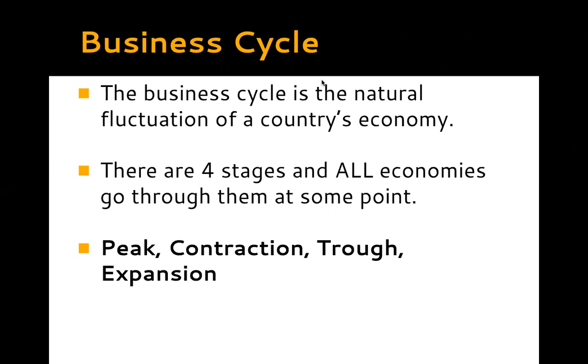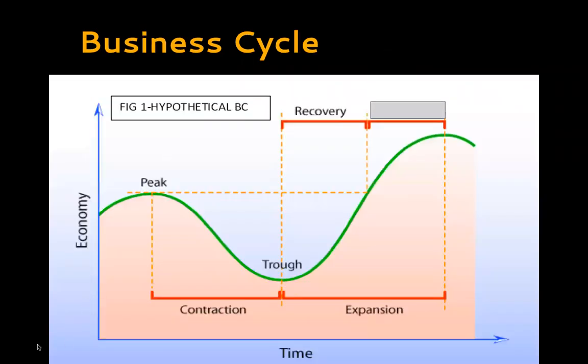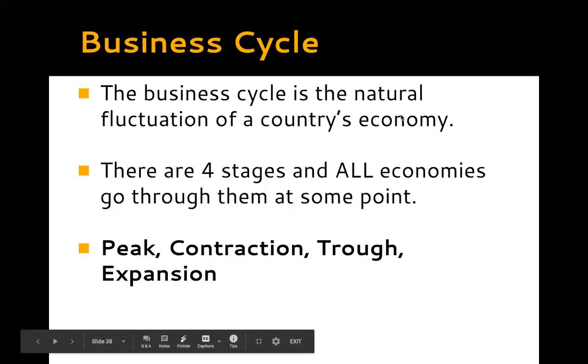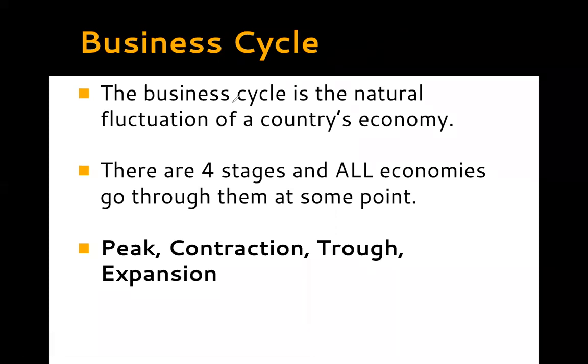The business cycle is, of course, the natural fluctuation of a country's economy. So business cycle is the natural fluctuation of a country's economy. What does it mean when we say natural fluctuation? We mean the ups and the downs of the economy. Everybody's economy goes through ups and downs.